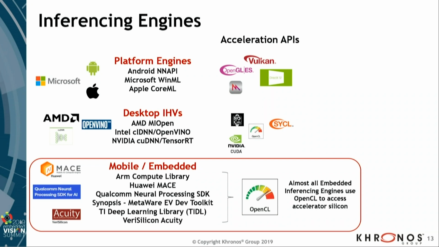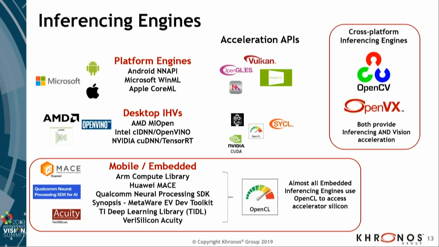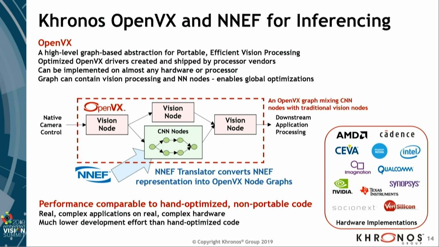But a valid question is, wait, these are all proprietary. What happens if I care about cross-platform inferencing? Are there any cross-platform, non-proprietary engines and solutions out there? The two most obvious ones are OpenCV and OpenVX. Both had their origins as being a traditional imaging library or API, but increasingly both are becoming fully integrated into the inferencing stack as well. Let's quickly look at both of those.